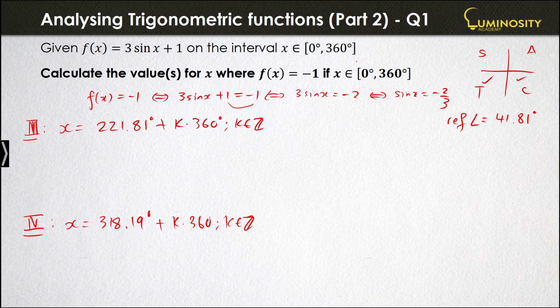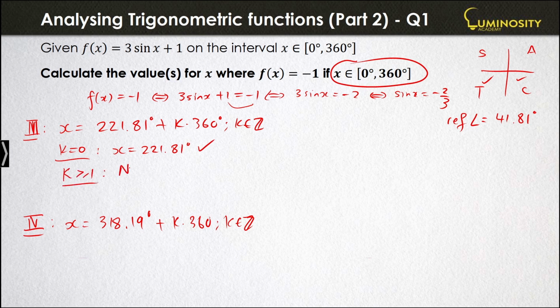Okay, so remember we're working in this restricted domain. So if I put k equals 0 for the first one, I get x equals 221.81 degrees, which is a valid solution. If I take anything greater than or equal to 1 that's an integer, I'll be outside that domain. And similarly, if I take negative values, I'm going to be outside that domain.